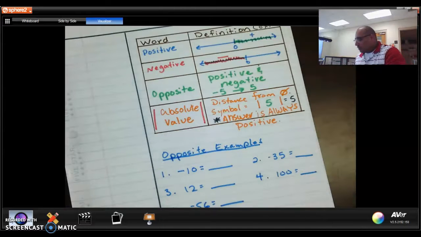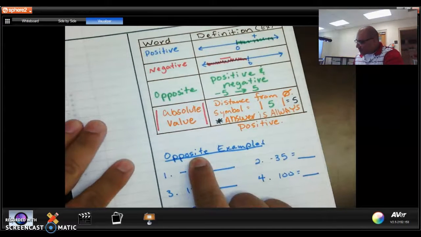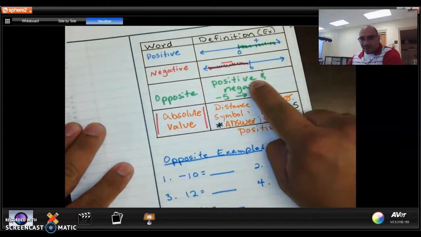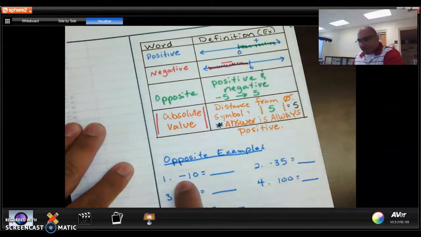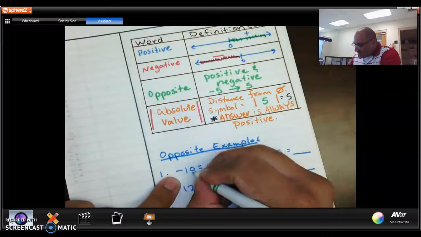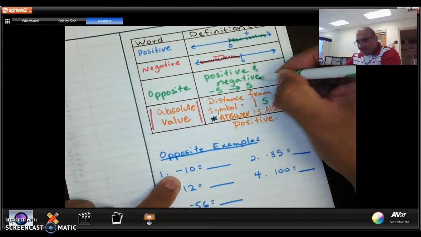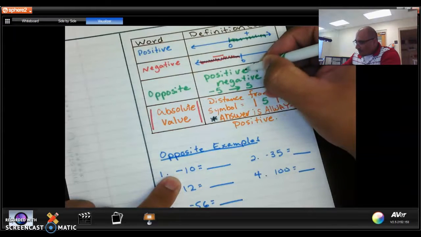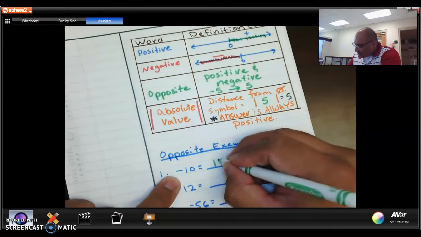So guys, again, when we talk about opposites, we have negative and positive. Okay? So for number 1, we have negative 10. Well, if I have negative 10, the opposite will be positive. So that means our answer is just 10.